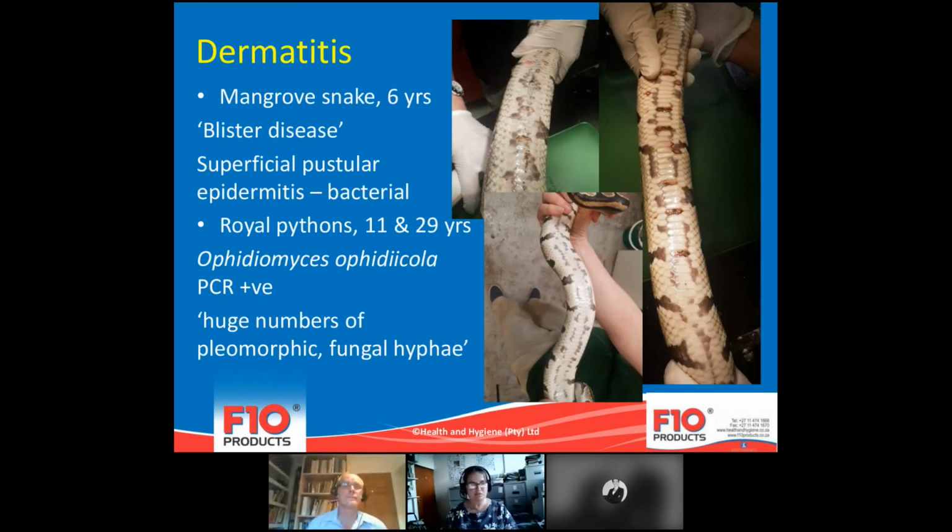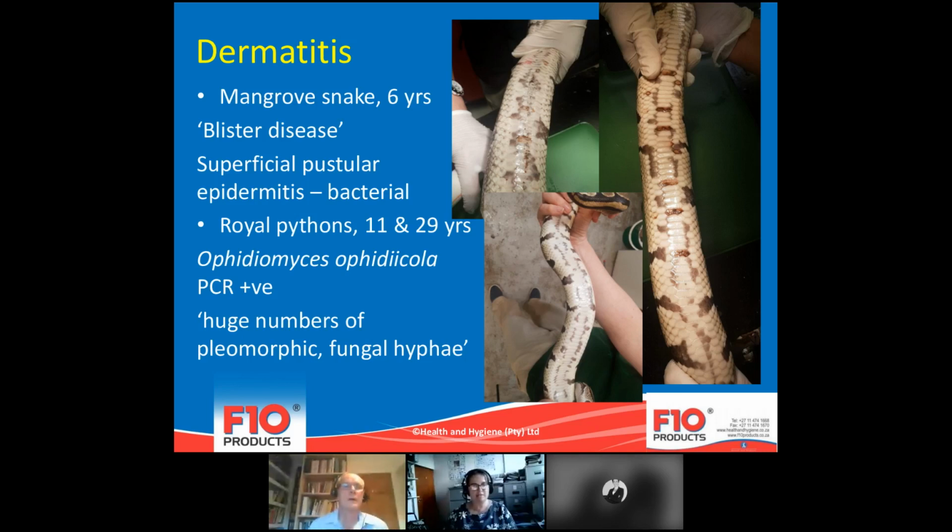Yep, so moving on to dermatitis. There's a couple of cases in snakes here, and with snakes, we might use the wound spray or the ointment, or sometimes even soak the snake in diluted F10, diluted 1 to 250 in warm water. I don't have a picture, unfortunately, of the first case. Mangrove snakes are really, really beautiful colubrids from Southeast Asia.